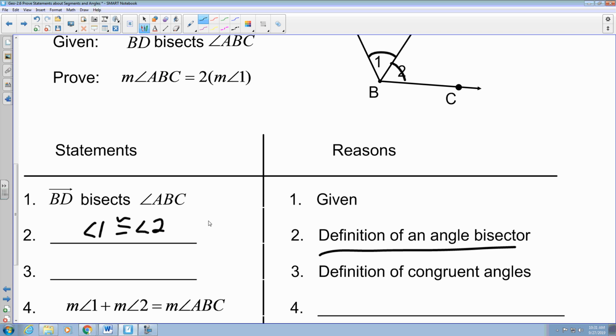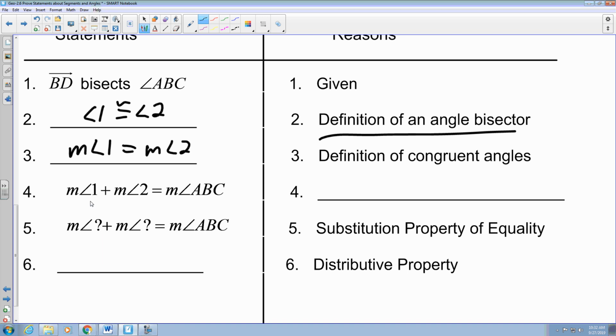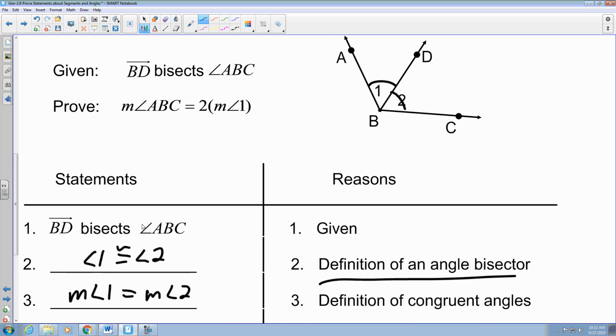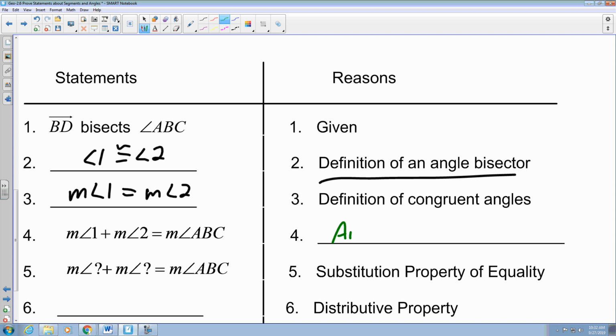Okay, so if we now go to the next statement, it says definition of congruent angles: angles are equal to each other by measure. So whatever the measure of angle 1 is going to be equal to the measure of angle 2. Moving on down, we have measure of angle 1 plus the measure of angle 2 equals the measure of angle ABC. We can use as our reasoning the angle addition postulate. So if we have this plus this, it equals the whole angle. So it is the angle addition postulate that gives us our reasoning.